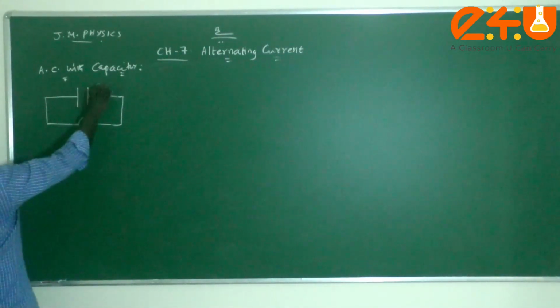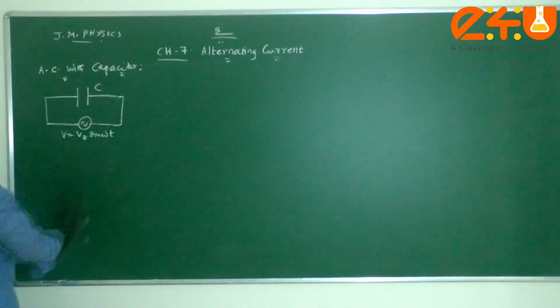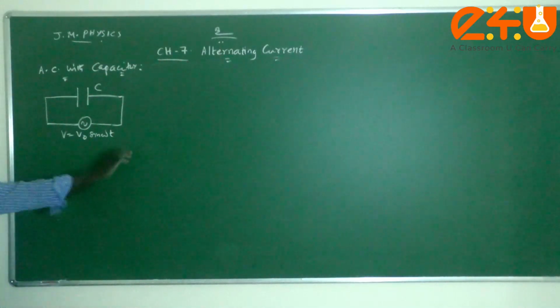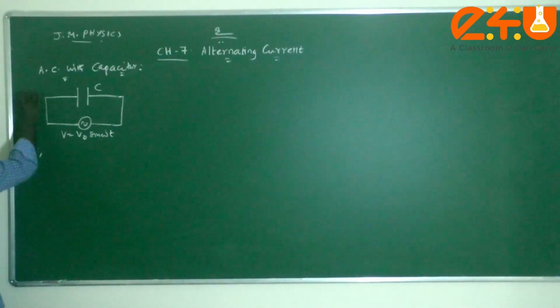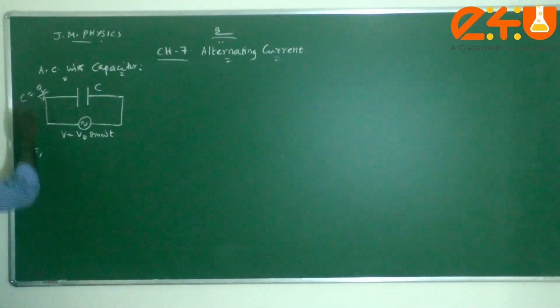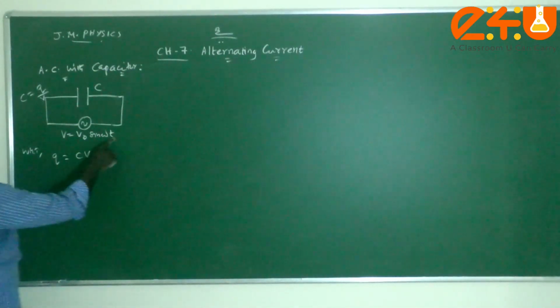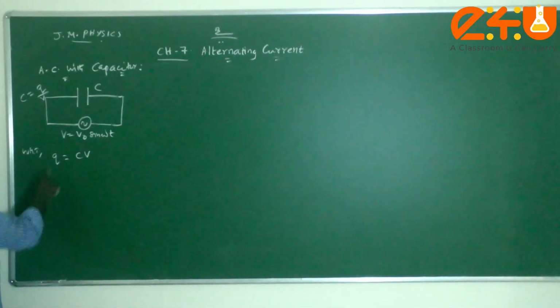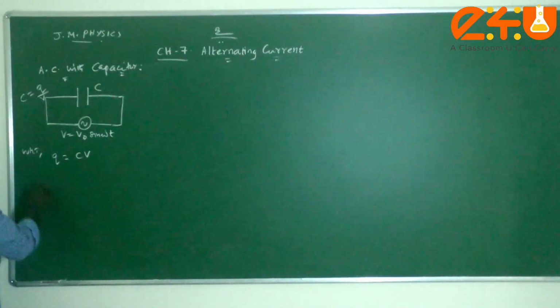So this is the capacitor C, and let V equal V naught sine omega t be the applied voltage. We know that capacitance C is equal to Q by V, from this Q equals V into C. Therefore Q is equal to C into V. Since our voltage is changing with respect to time, the amount of charge stored in the capacitor will also change with respect to time.